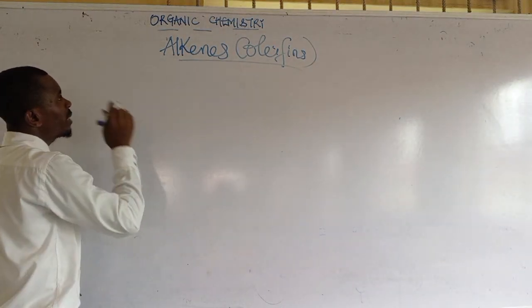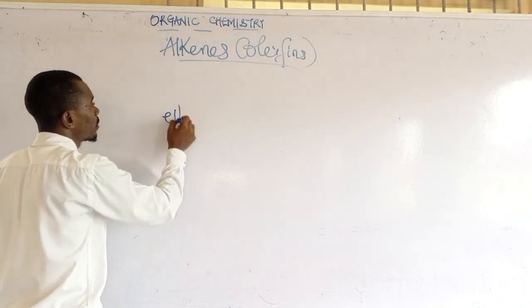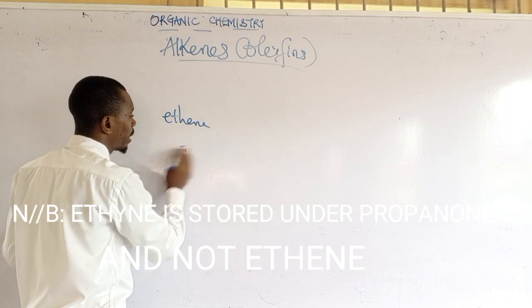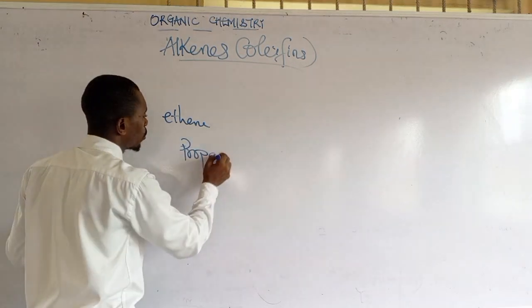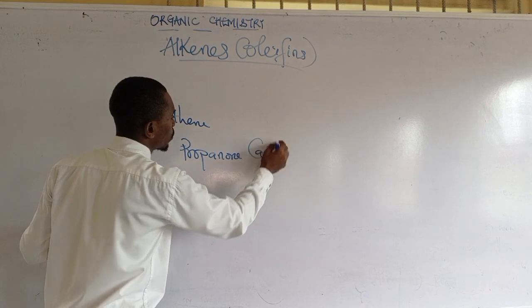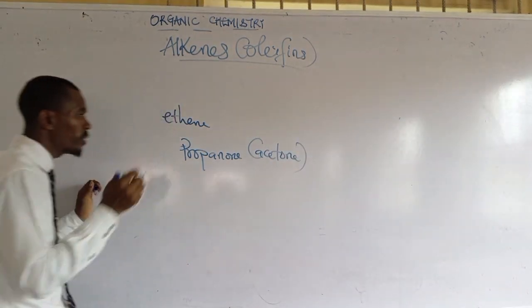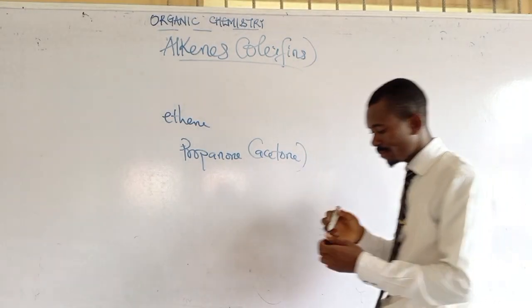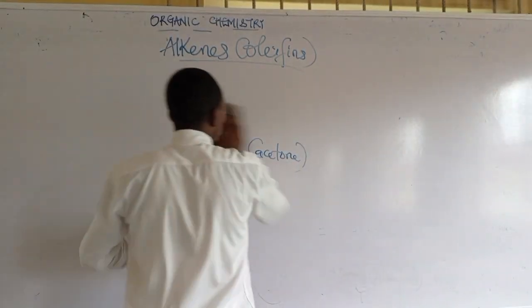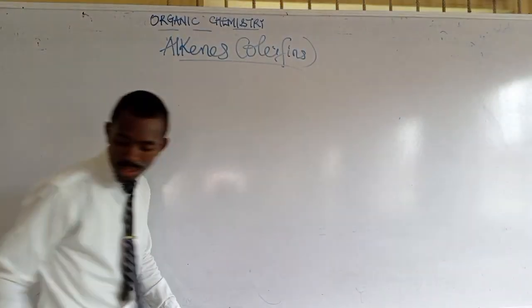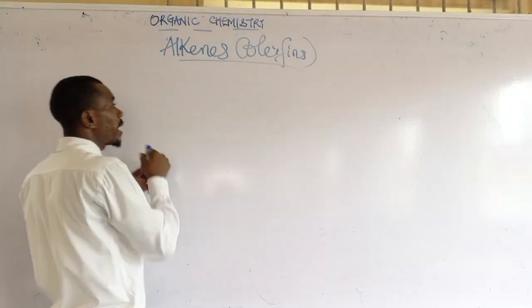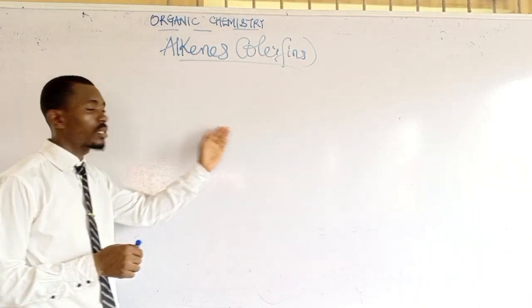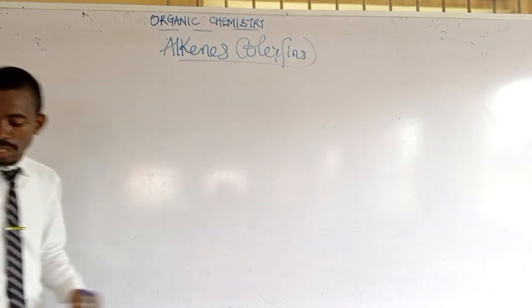One important feature of alkenes like ethene is that they are stored under propanone or acetone. So in storage, it's stored in propanone or acetone cylinders. Another chemical property of the alkenes is that they decolorize bromine water, and they also decolorize acidified potassium tetraoxomanganate(VII).